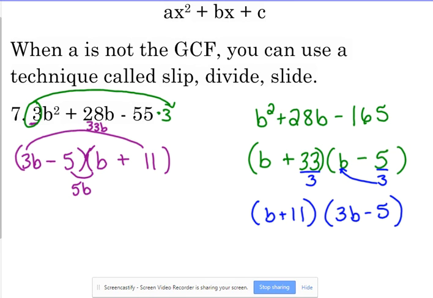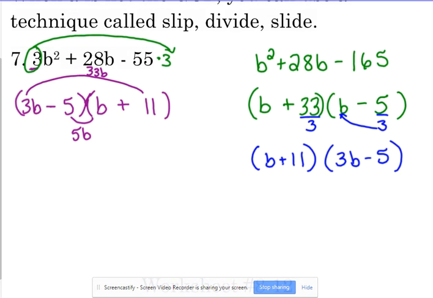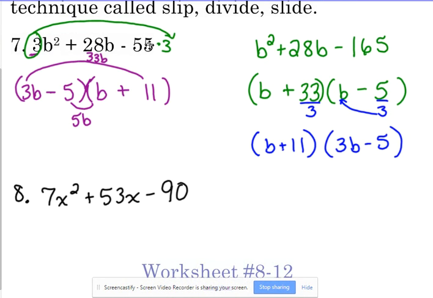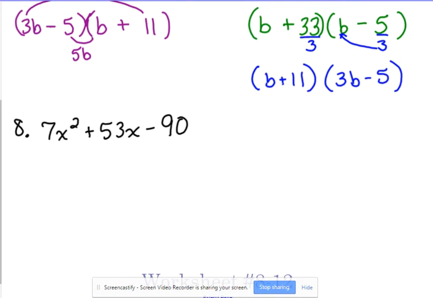Do y'all want to see another example using slip, divide, slide? Okay, I see a few shaking heads, so if you don't, then you can go ahead and get started on the worksheets. If you do, then I'm going to use number 8 here. I need somebody to read it to me real quick. 7x squared plus 53x minus 90. Okay. Thank you. All right. So number 8, using slip, divide, slide, if you want to see another example of that. If not, go to town with the other method.